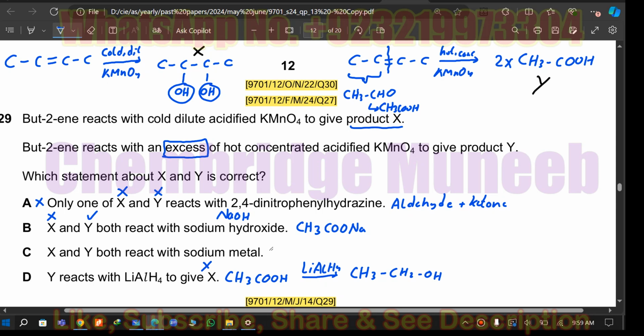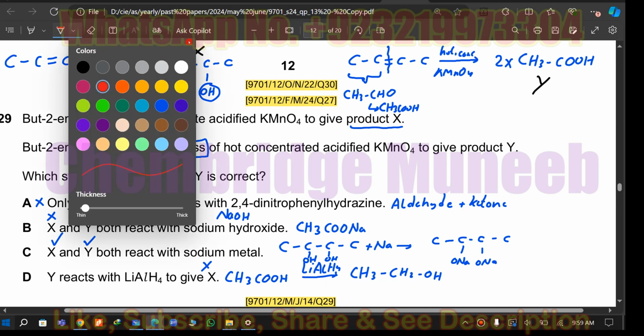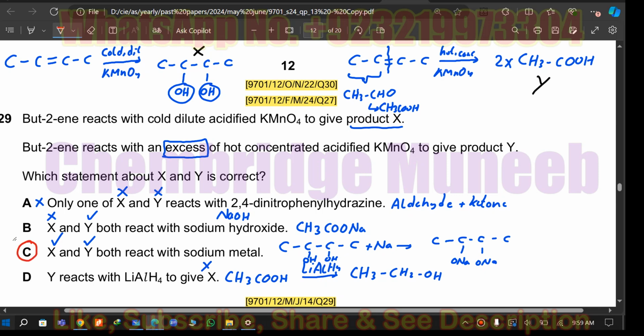Option C says that X and Y both react with sodium metal. So yes, alcohol can also react with the metal, and carboxylic acid can also react. The reaction of the carboxylic acid is already shown here, and if I write the reaction of alcohol, I'm writing the compound X here. When it reacts with sodium metal, it will give ONa over here and ONa over here. So this will be the product obtained, and you can see that the correct option is C.